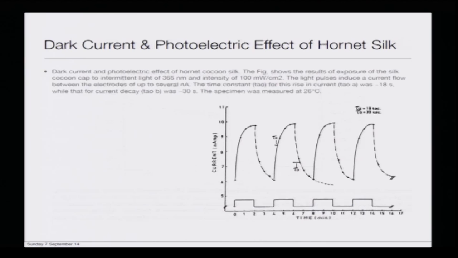Now, next we come to the dark current and photoelectric effect. Look at this trace. This is a very interesting study. What you see out here, if you look carefully, there are spikes, and this underneath line. So, this is the result of the exposure of the light cocoon cap to intermittent light at 365 nanometer with an intensity of 100 milliwatt per centimeter square. The light pulses induce a current flow between the two electrodes of up to several nanoamperes. And if you see the time constants, shown by tau A and tau B, you see 18 seconds and 30 seconds.